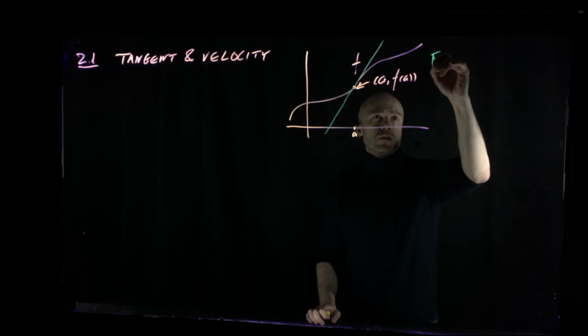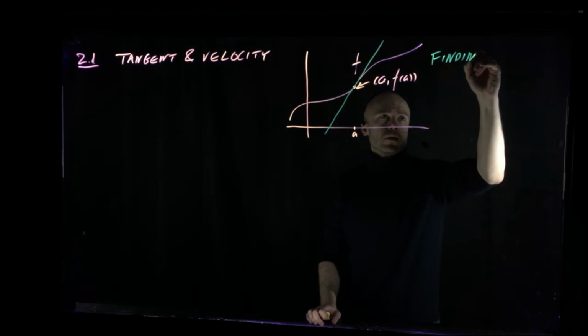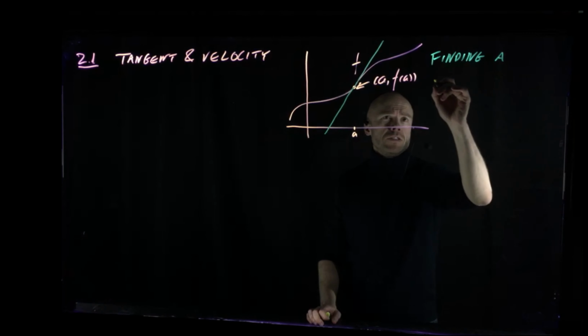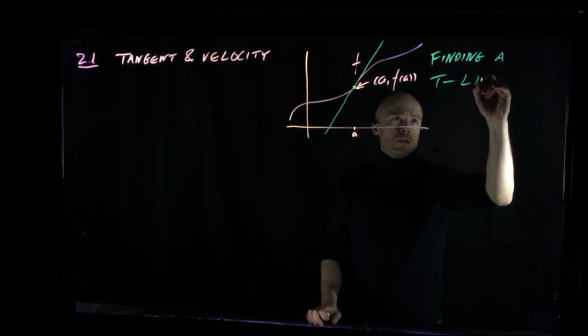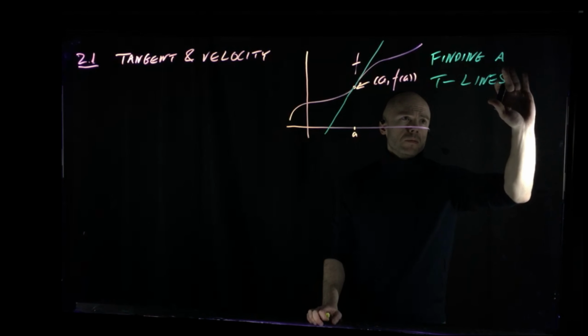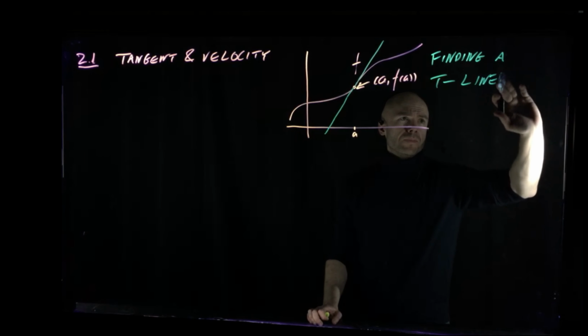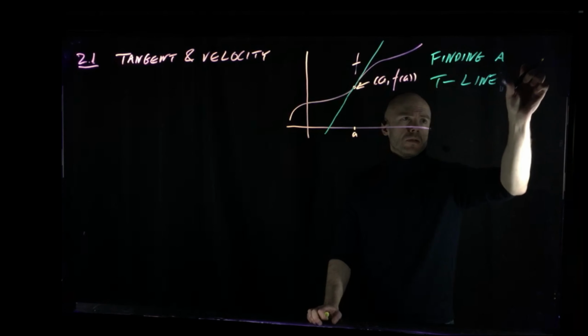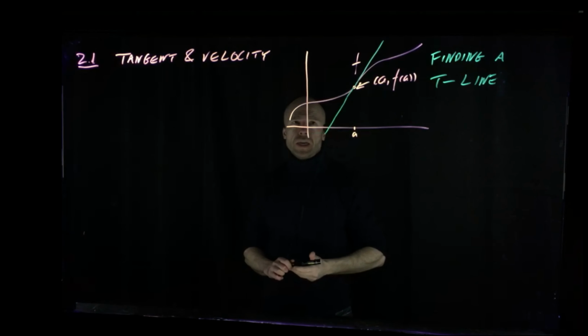So finding a tangent line is going to be abbreviated to T line from this point onwards. Okay, so that is the first problem.